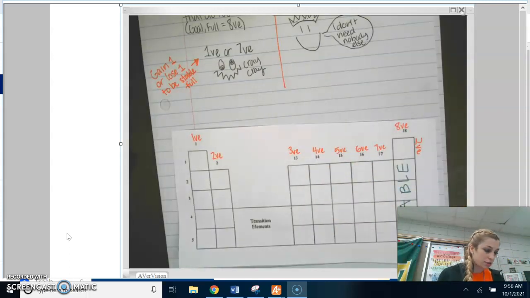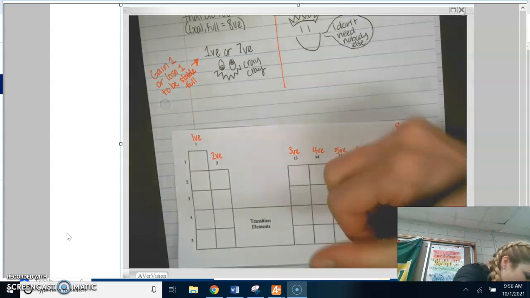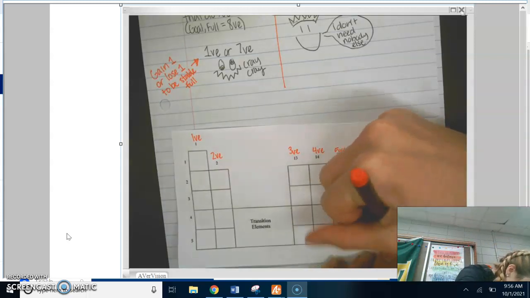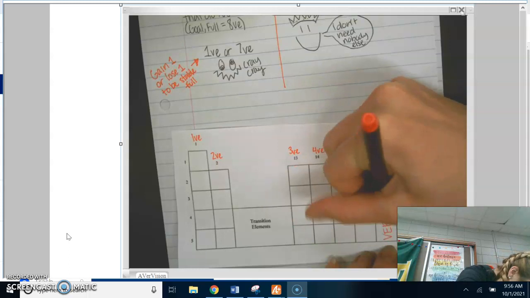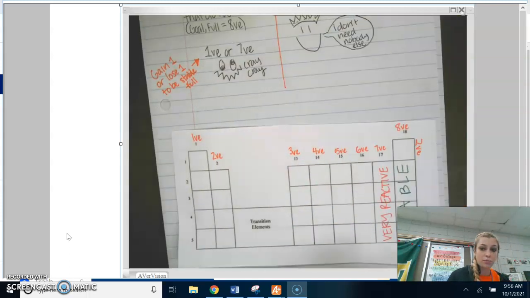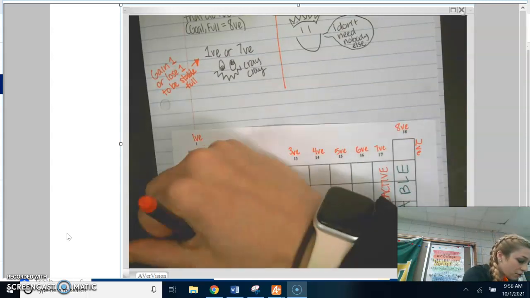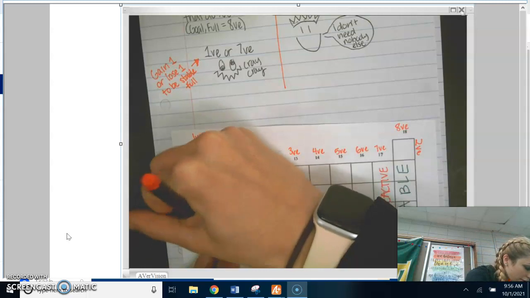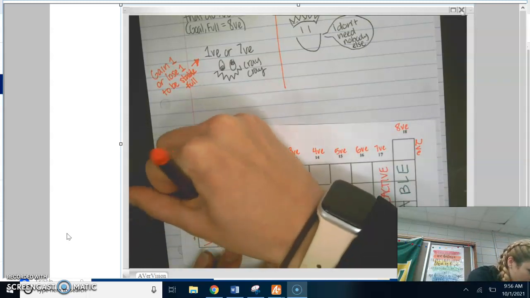You should also be able to identify which two groups are highly, very, very reactive. Group 17, or 7A, is very reactive. Same with group 1. They only need to get rid of that one valence electron to be stable, so they are also very reactive.